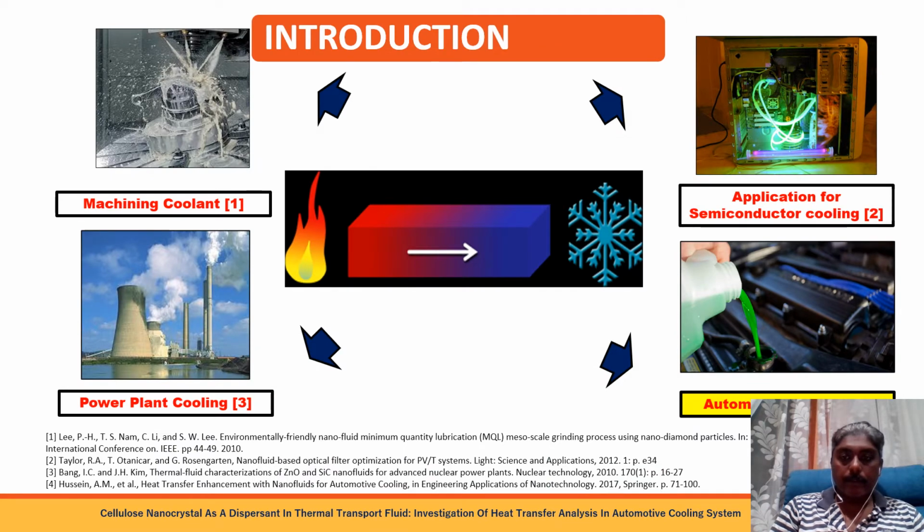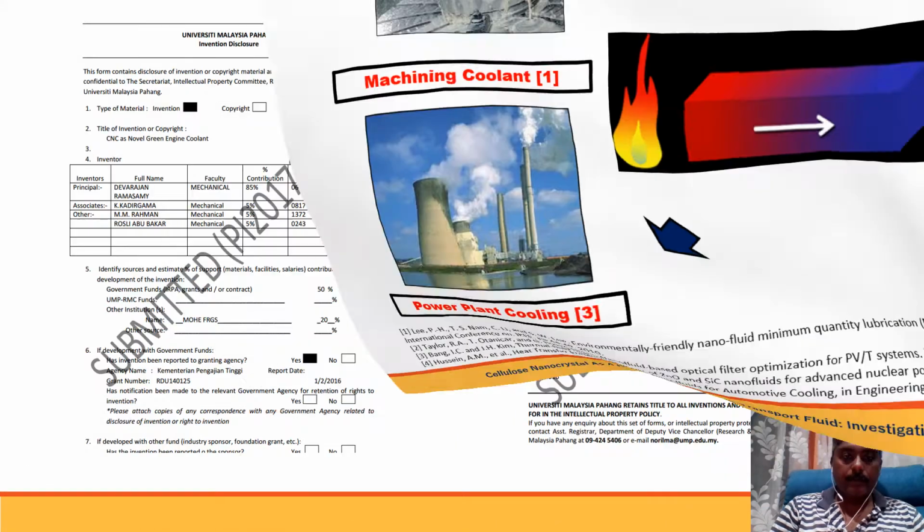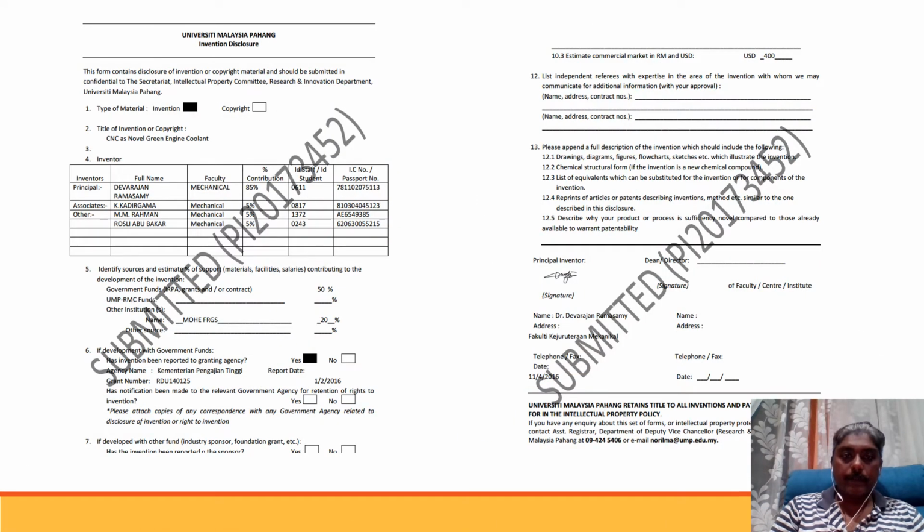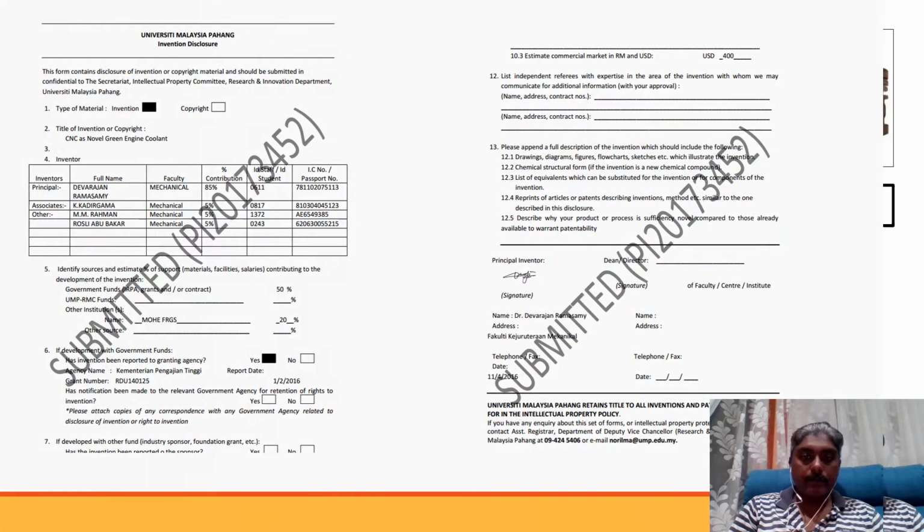So these are the common usages for coolants, and coolants are highly used in many places such as machining, automotive application, and also power plants. We are targeting automotive. It is the easiest to penetrate and has high demand in the local market. So this is the submission for the PI number that we have done.